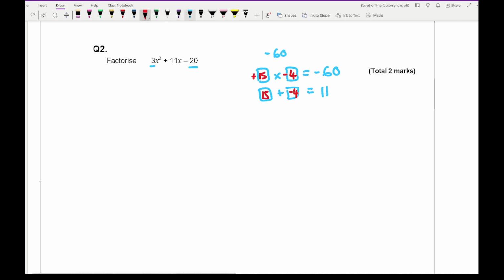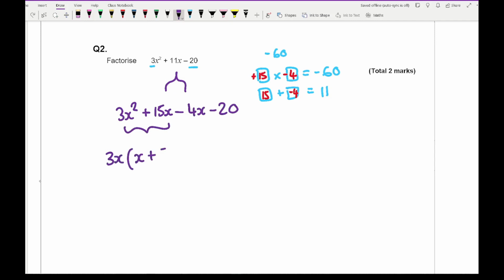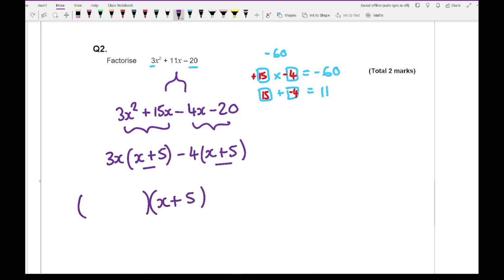So then with those two numbers, I'm going to replace the 11x. So I end up with 3x squared plus 15x minus 4x minus 20. And then I factorize the pairs. So 3x goes out, and I end up with x plus 5, minus, and then I factorize the second pair, which is a 4. I've got x plus 5, and those two brackets should be the same if you've done it correctly. And then from this, I've got x plus 5, and in my first bracket, I've got 3x and minus 4. And there is my final answer.